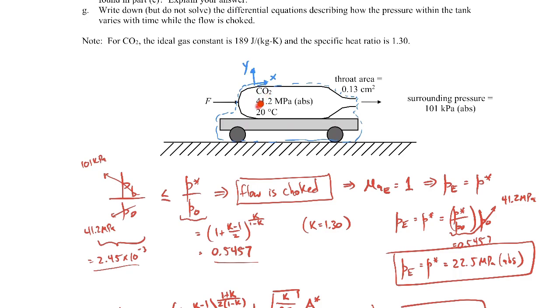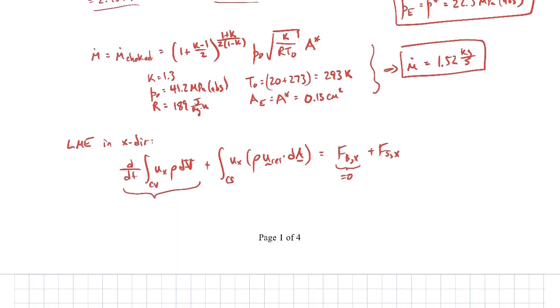However, most of the mass inside this control volume, the cart and all this CO2 inside here, has essentially 0 velocity, right? Because it's at stagnation conditions. So this term is actually about equal to 0, not exactly equal to 0, but about equal to 0 because the ux is about equal to 0 for most of the mass inside there. So it's not 0 because it's steady, it's 0 because the x velocity is very small for most of that mass. The surface forces in the x direction, that'll just be the applied force F.